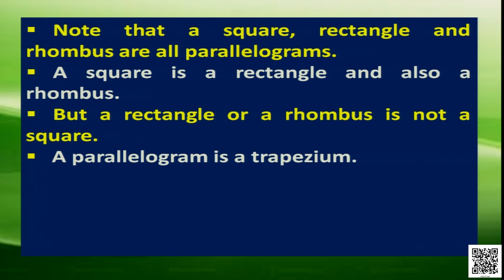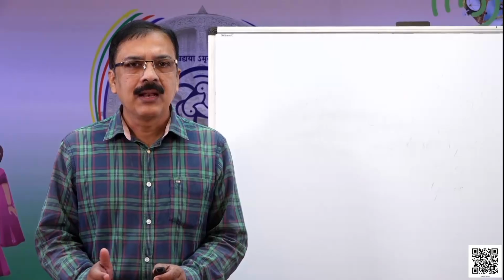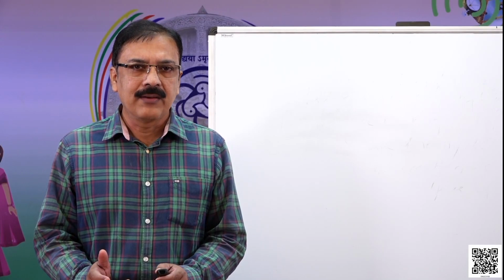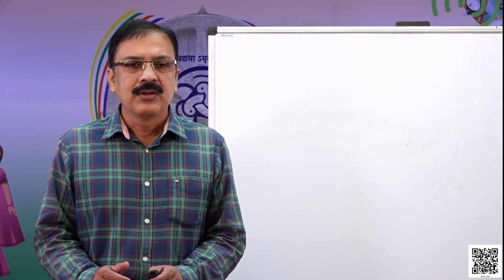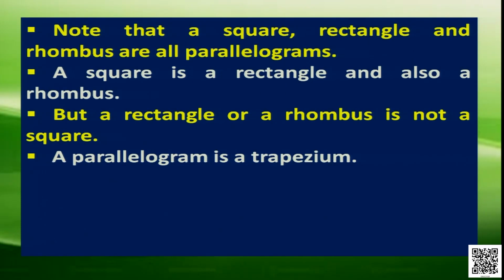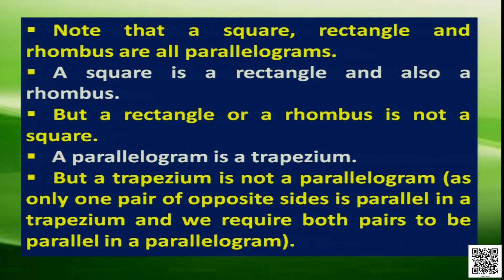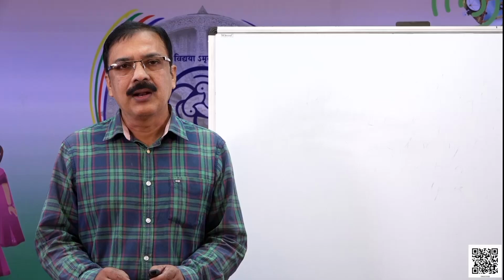Now see, a parallelogram is a trapezium, because what is a trapezium? One pair of sides is parallel. In a parallelogram, we satisfy this condition. So, a parallelogram is a trapezium, but a trapezium is not a parallelogram, as only one pair of opposite sides is parallel in a trapezium, and we require both pairs to be parallel in a parallelogram. So, a trapezium is not a parallelogram.